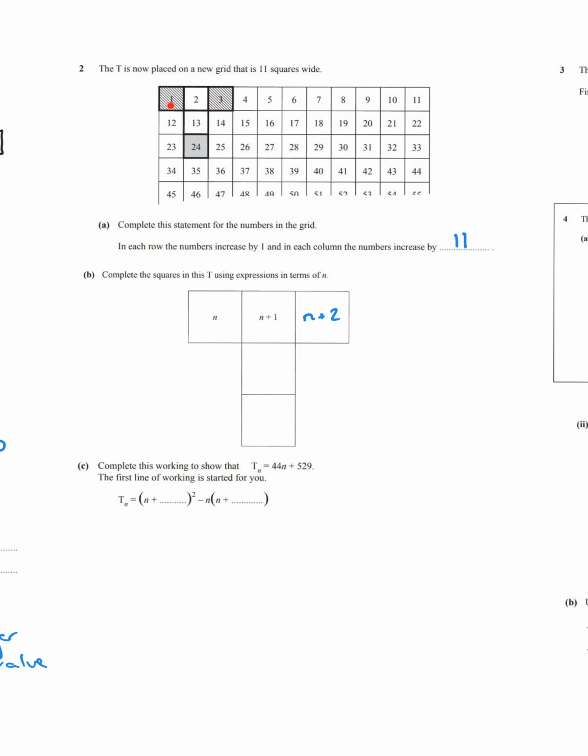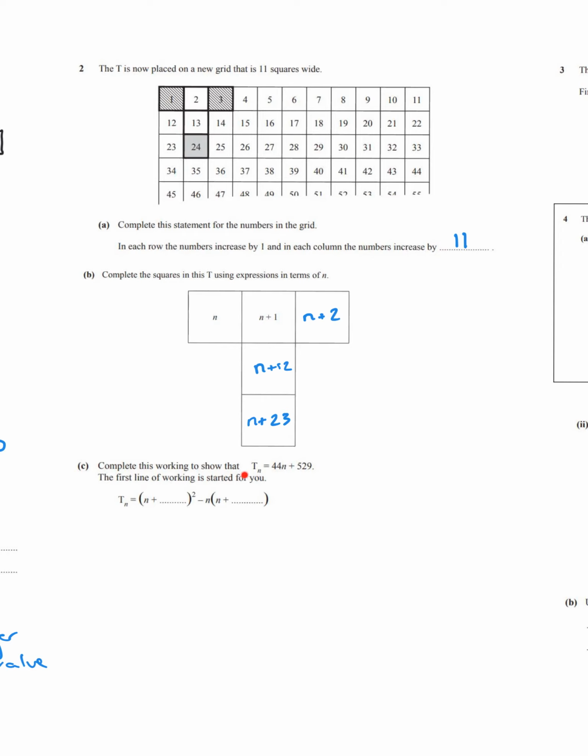Now, we need to think about what the number is below this n plus 1. Let's just remember, it goes from whatever it was, so this 2, it goes up another 11. So it's n plus 1, and I need to add another 11 to that. So that's going to have to be n plus 12. And then another 11 on top of it as we go down that column. So another 11 adds on to 12, 23.